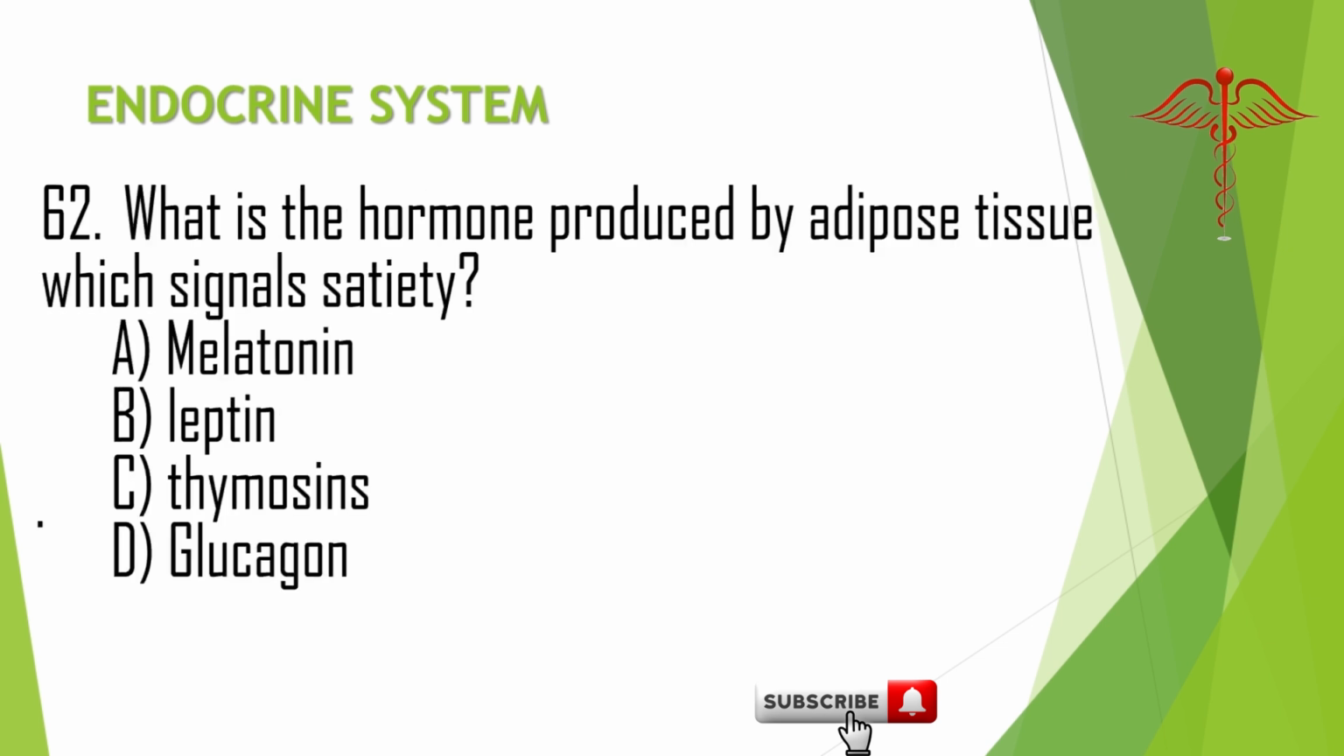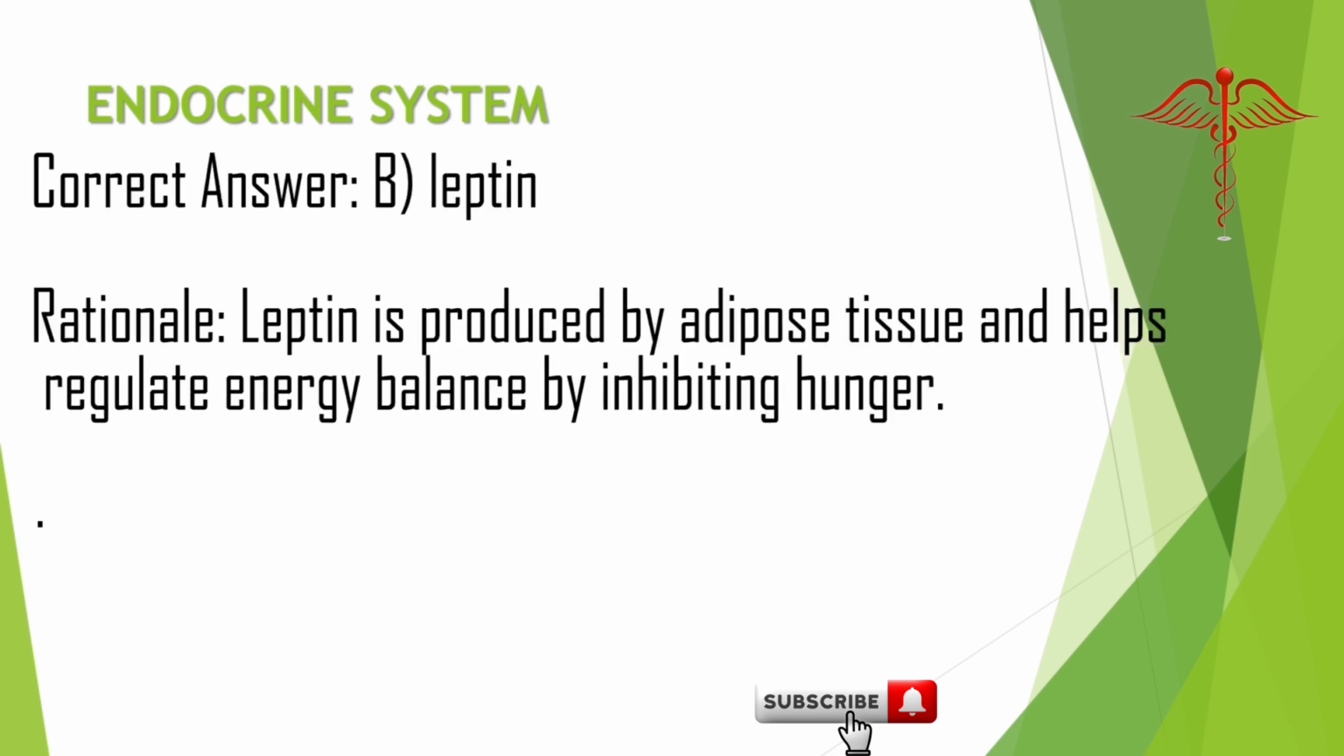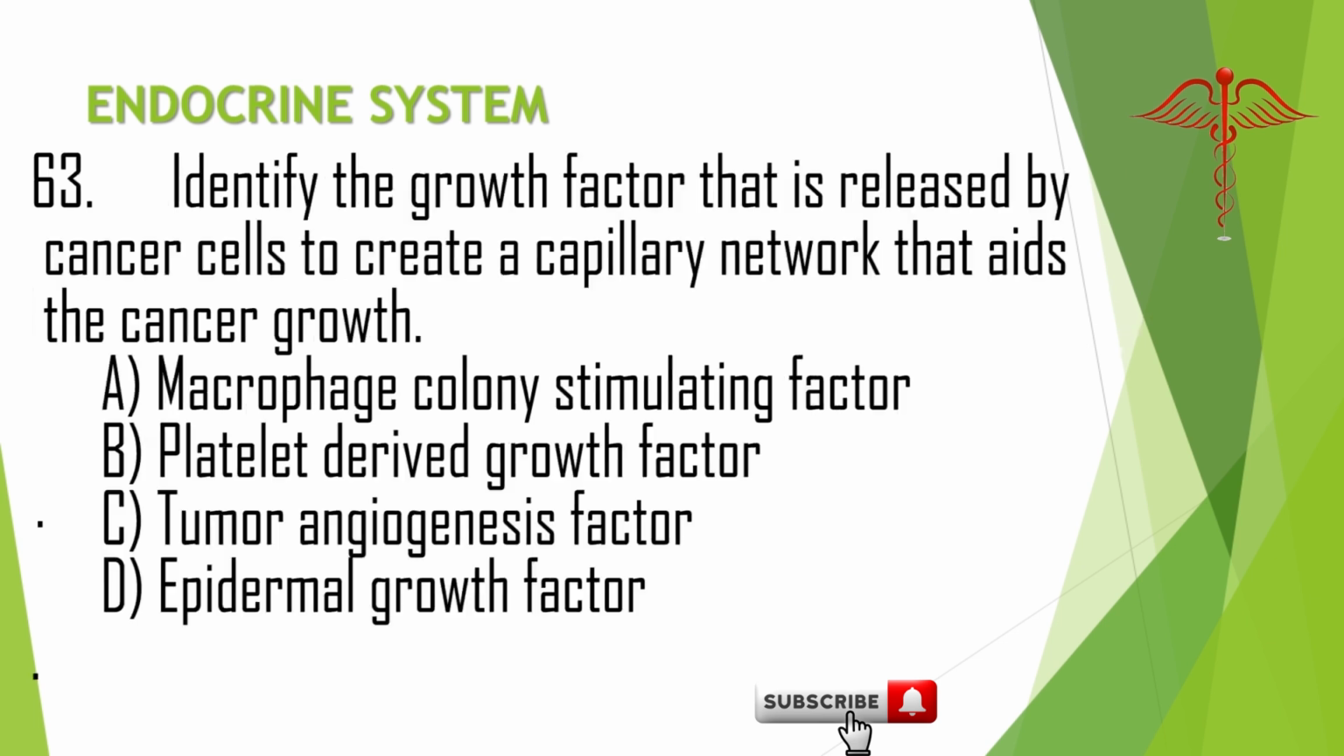62. What is the hormone produced by adipose tissue which signals satiety? A. Melatonin. B. Leptin. C. Thymosins. D. Glucagon. Correct answer: B. Leptin. Rationale: leptin is produced by adipose tissue and helps regulate energy balance by inhibiting hunger.